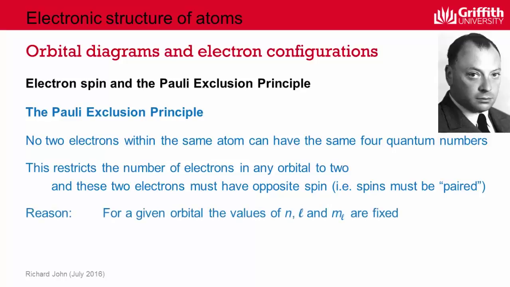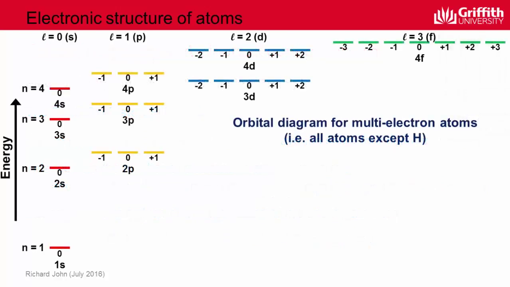Now the reason for this is that for any given orbital, the values of n, l and ml are fixed, and since ms, the fourth quantum number, can only take on 2 values, ms plus a half or ms minus a half, then you can only put 2 electrons into an orbital. One must be spin up, one must be spin down. If you try and put a third electron in there, you'll actually be breaking the Pauli exclusion principle.